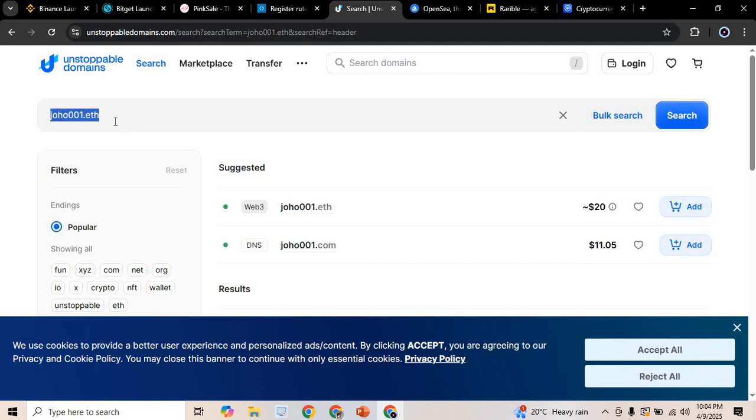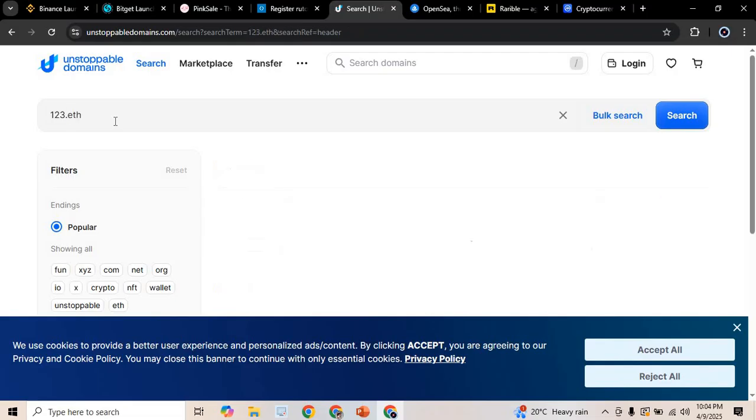Let's see if my brand name is, for example, 123.eth. Must be taken. That is so easy. Taken, yeah. It's already taken. 123.eth. So you can use numbers or alphanumeric as Ambrose is saying.